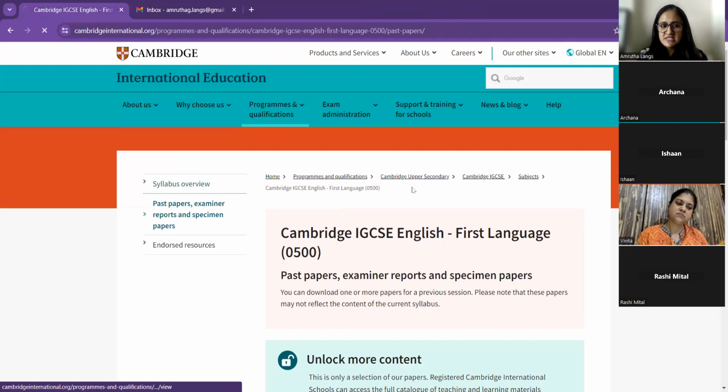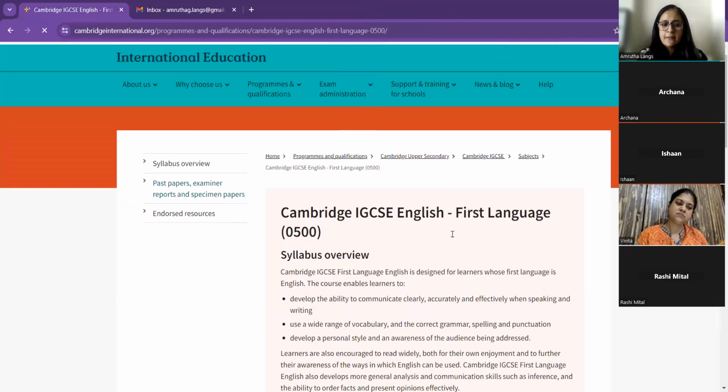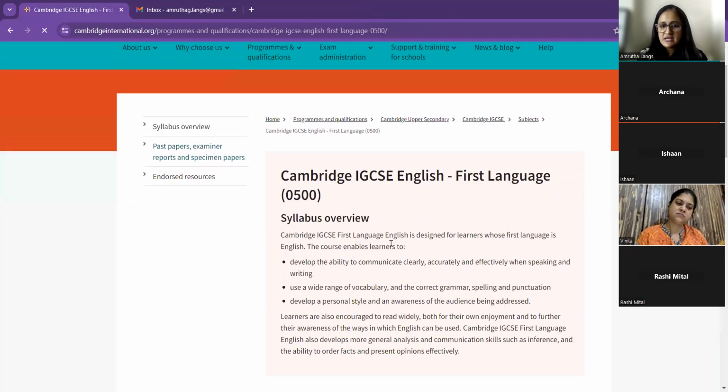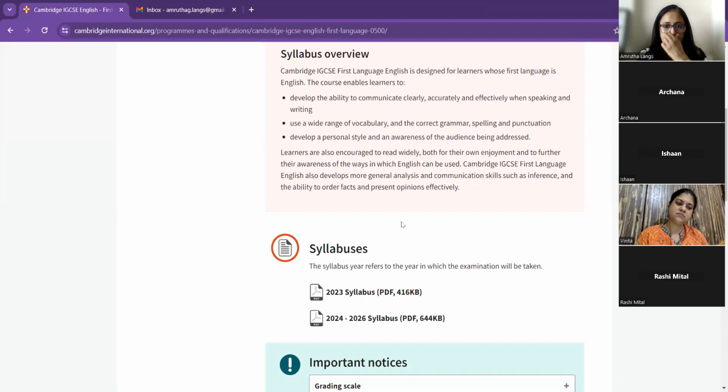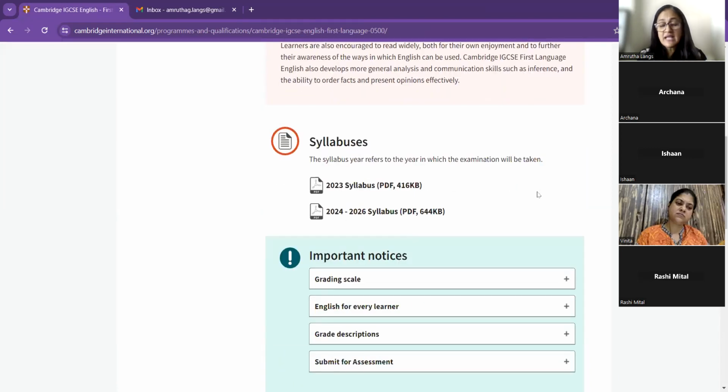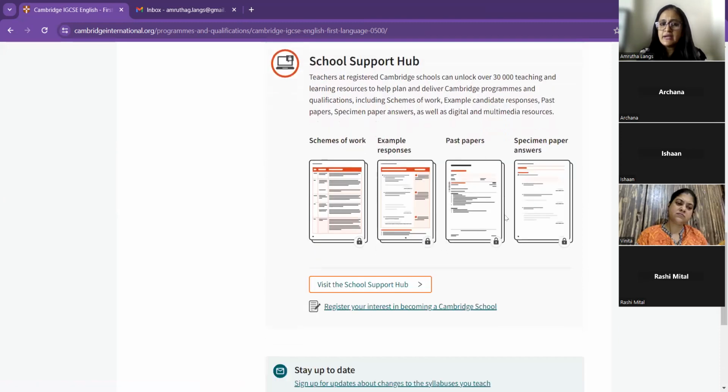Coming back to the Cambridge syllabus, what is the syllabus? You can see under each subject. Now, if I'm on first language English, I go on syllabus overview, you will see that they clearly mention the syllabus. Like I mentioned in the first video, the syllabus changes or any updates are not done overnight. They announce it beforehand. So if you see, the 2023 syllabus is given here, what the child will be answering from 2024 till 2026 is updated here. You will get all the details here.